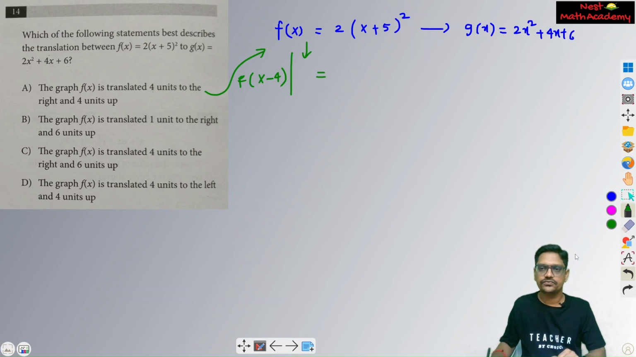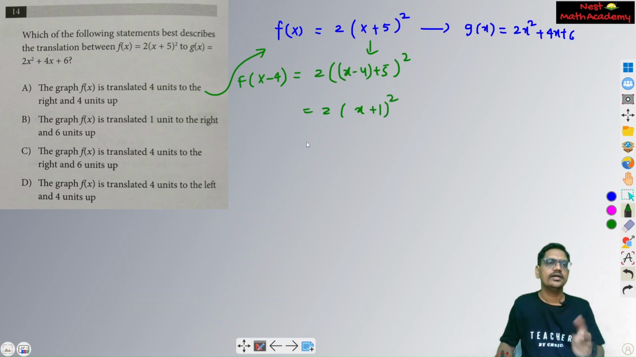f(x minus 4) is equal to 2 times, replace x with x minus 4, plus 5 is already there. It becomes 2 times (x minus 4 plus 5) whole squared. 5 minus 4 is plus 1, so (x plus 1) squared. I am done with only one part. Now, 4 units to the right and 4 units up.